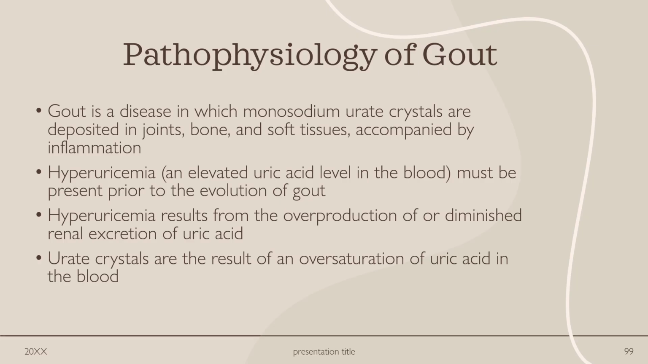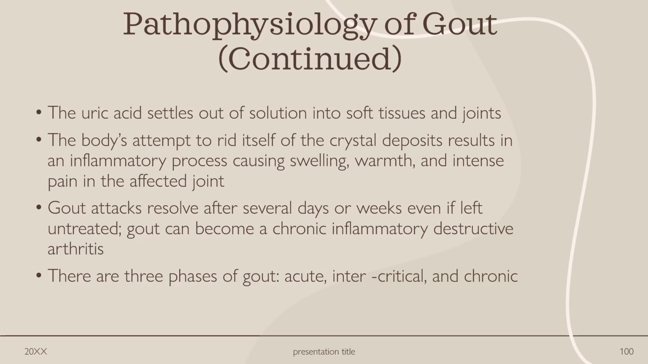Urate crystals are the result of an oversaturation of uric acid in the blood. So the uric acid will settle out of solution into soft tissue and joints. The body's attempt to rid itself of the crystal deposits results in an inflammatory process, which will cause swelling, warmth, and then intense pain in the affected joint. So these gout attacks resolve after several days or weeks, even if left untreated. Gout can become a chronic inflammatory destructive arthritis.